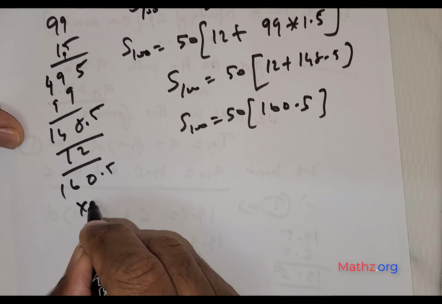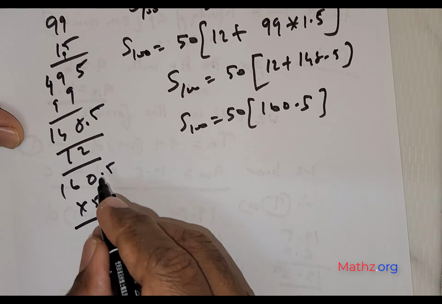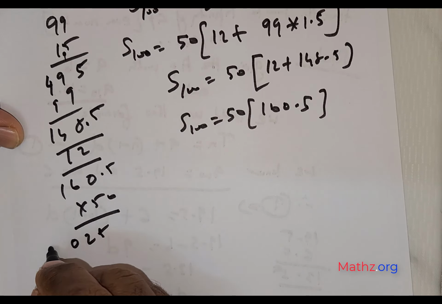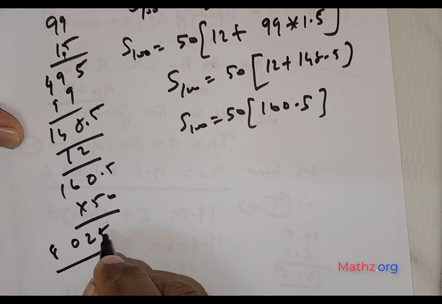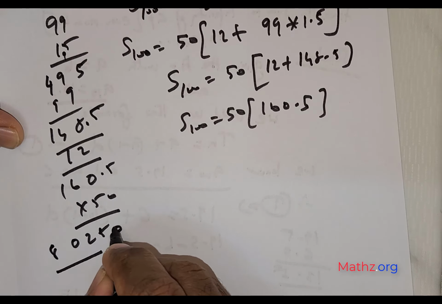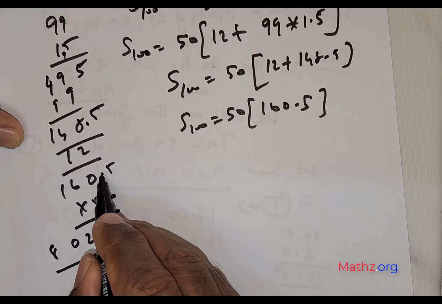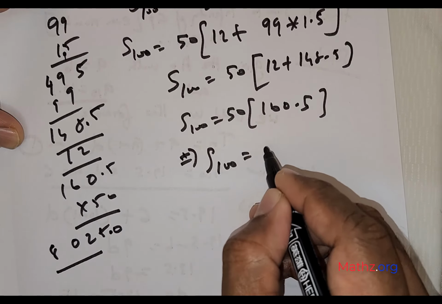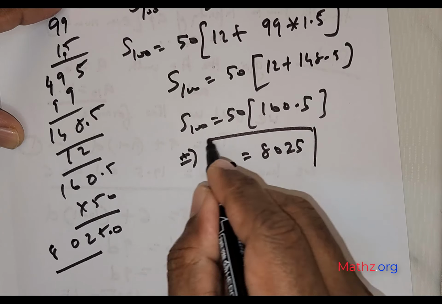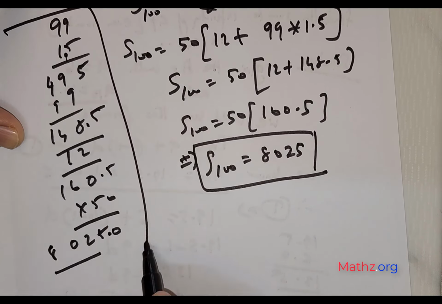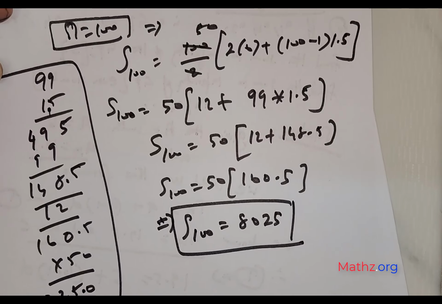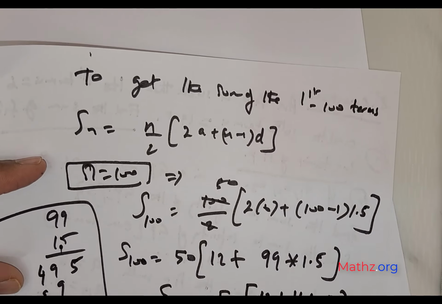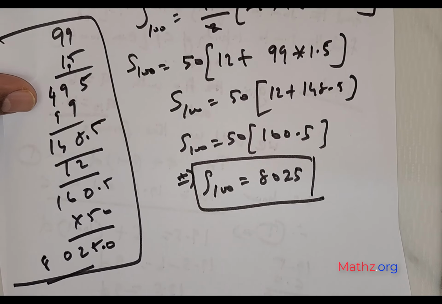So you multiply with 50, and you have to add the 0, but there is a digit after the decimal. This means S100 is equal to 8025. So this is the working, and the sum of the first 100 terms is 8025. So we have got that value, and we move on to the next part of the question.